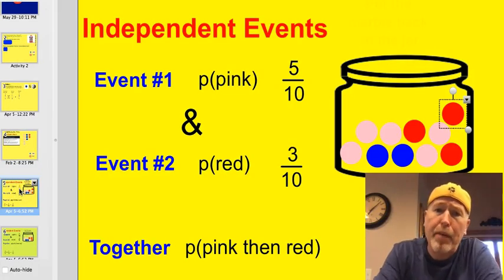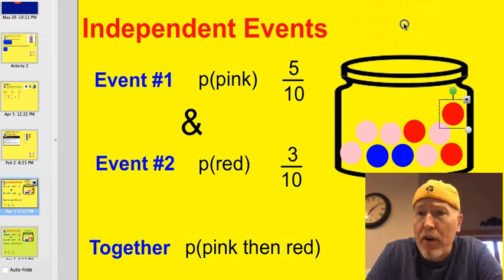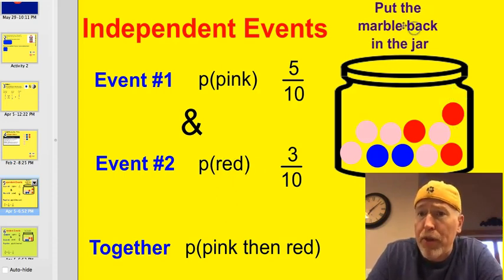First, let's start off with an independent event. So first, we've got 2 events here. We're going to pull a marble hoping for a pink, and then we're going to pull again hoping for a red. The important thing to know here is that we are going to put the marbles back in the jar. That's what makes them independent.